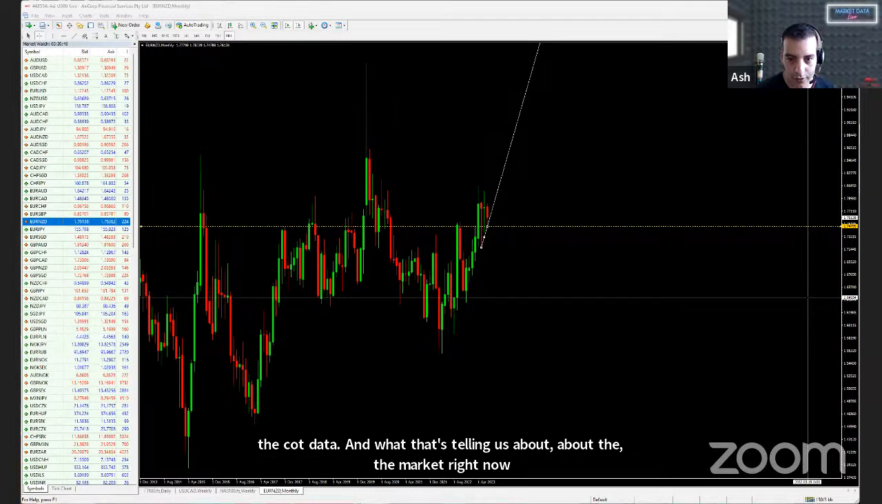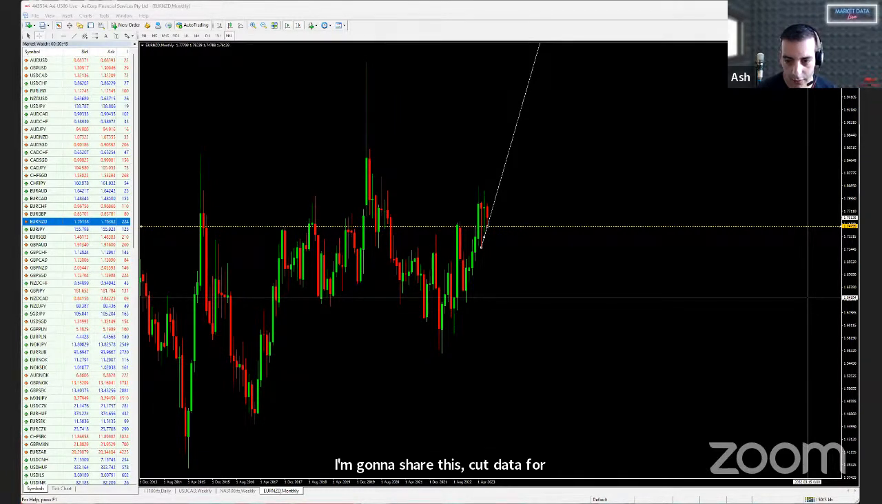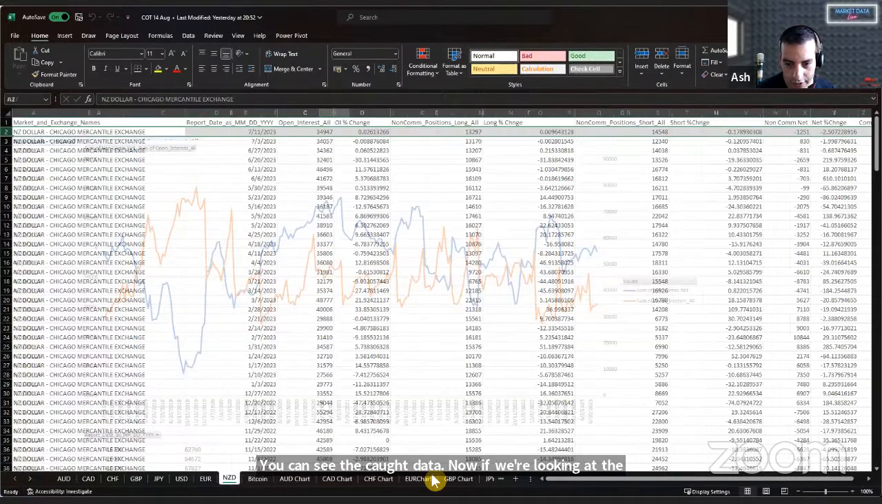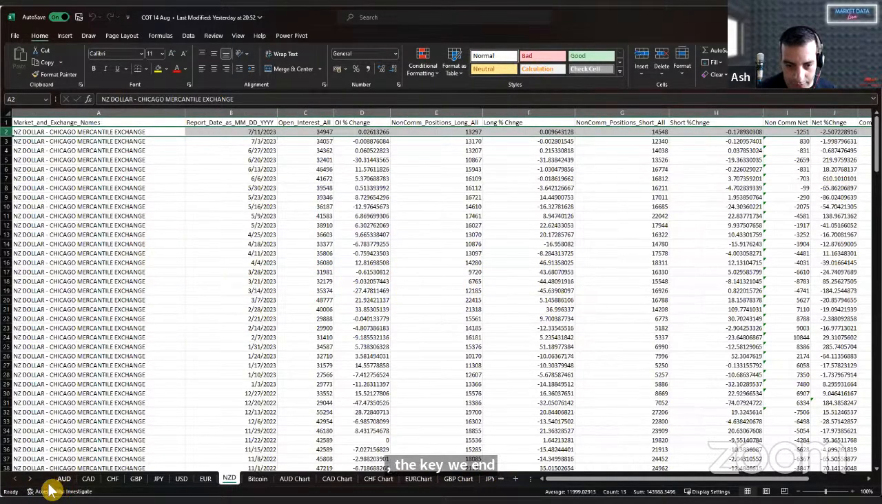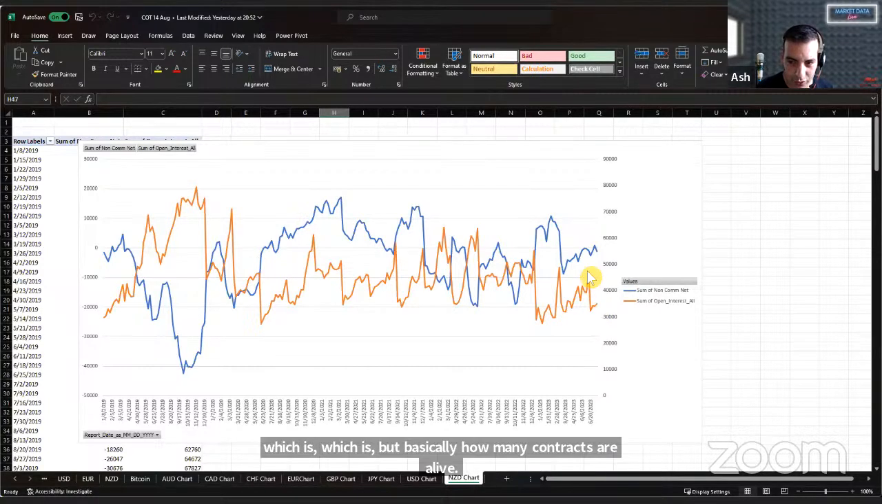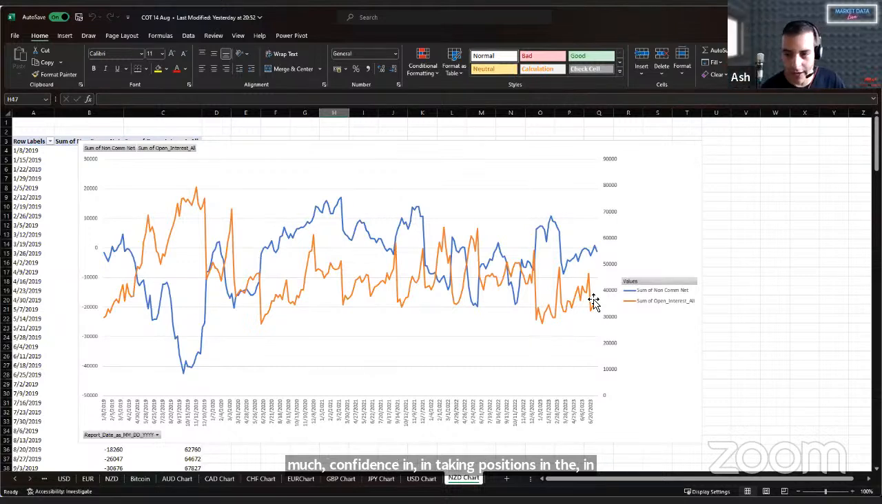I'm going to share this COT data for you. If we're looking at the Kiwi yen short, the COT data, let me bring up the chart, it's a bit easier to see. Here's the Kiwi. What we have is the open interest, which is basically how many contracts are alive. There's a big drop off in open interest, so not that much confidence in taking positions in the Kiwi right now, and the net positions are just starting to dip to the downside.